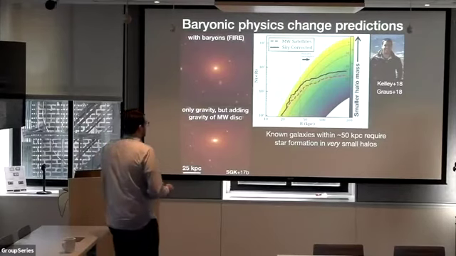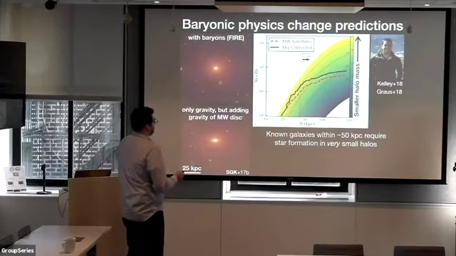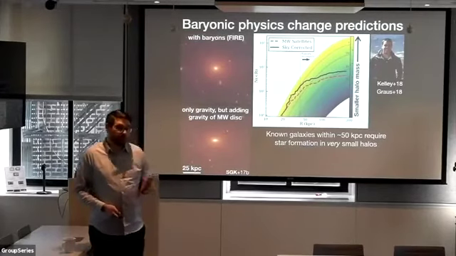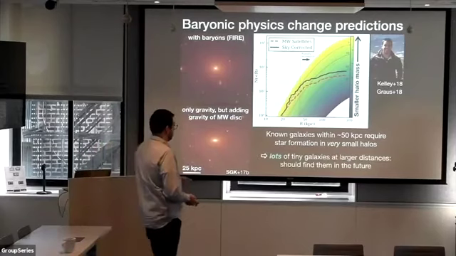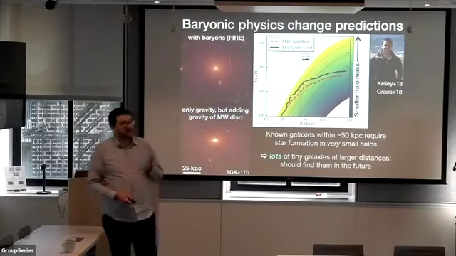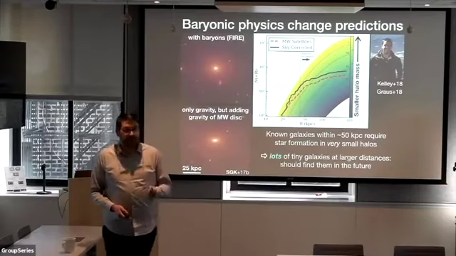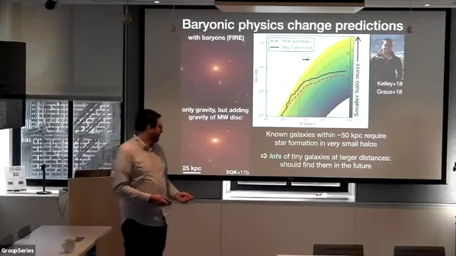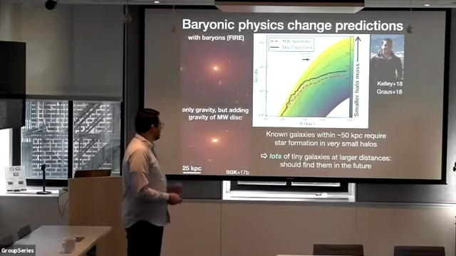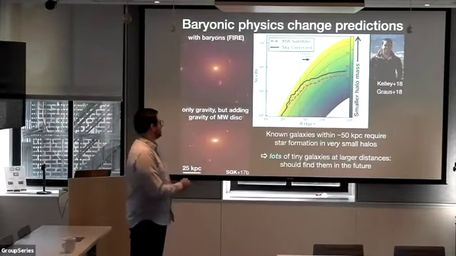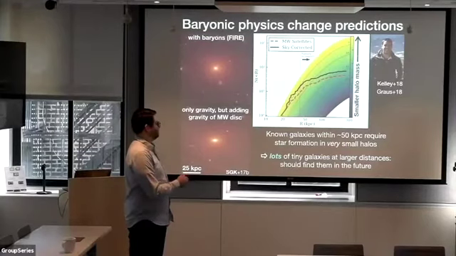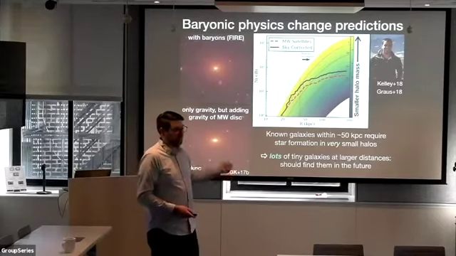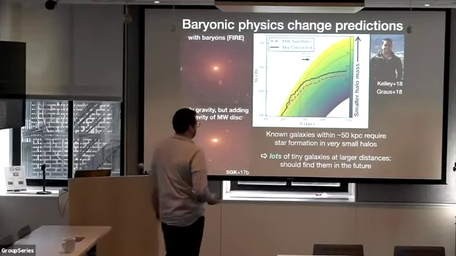So the conclusion here was that the known galaxies within about 50 kiloparsecs, roughly here, require star formation in very, very small halos. So this is, again, in agreement with what Coral Wheeler was finding, that you need galaxy formation in these tiny halos in order to explain even just the satellites we know of around the Milky Way. This also predicts, since there are a lot of subhalos at large distances, right, over 1,000 out here at 300 kiloparsecs, we should be finding these in the future, right? We ought to find a lot of tiny galaxies with LSST.